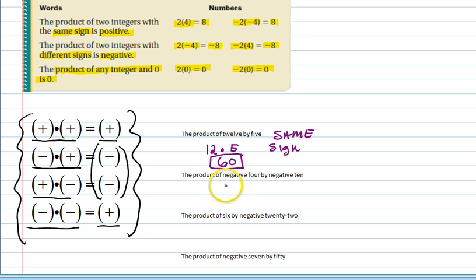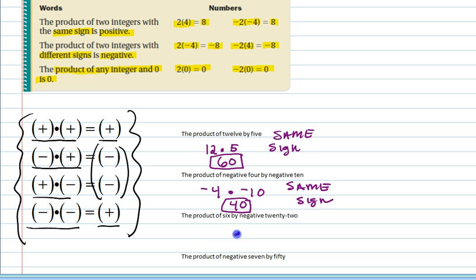Now again, I have a product of negative 4 by negative 10. Again, we're looking at same signs. 4 times 10 is 40. Because they were both the same sign, I'm going to leave it positive.